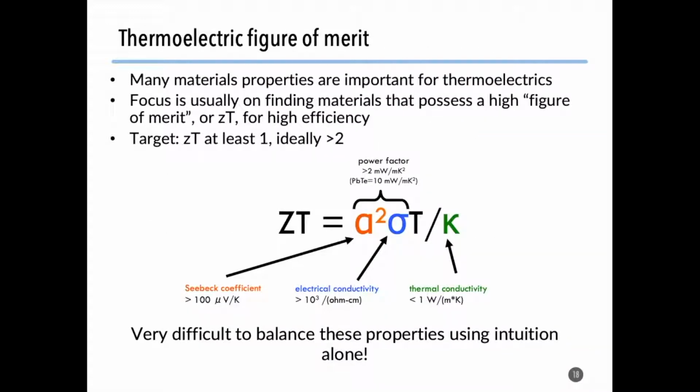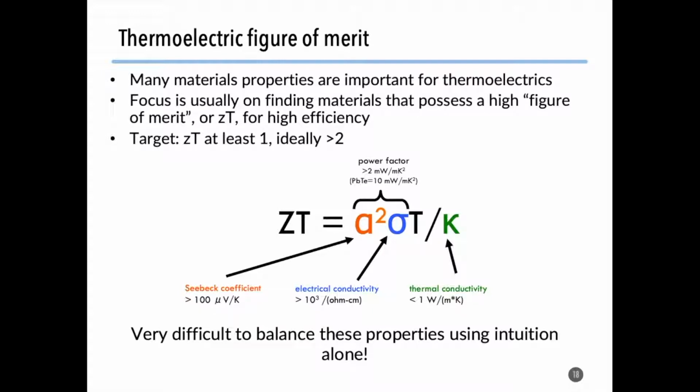In order to get a really good thermoelectric material, the thing that people typically focus on is this figure of merit, sometimes referred to as ZT. And it's easy to remember what a good ZT is, because basically 1 is good, and more than 1 is really good. Commercial ones are around 1, for example.